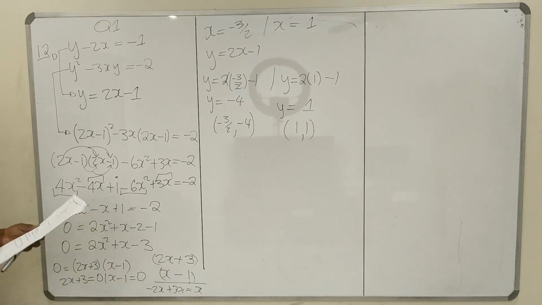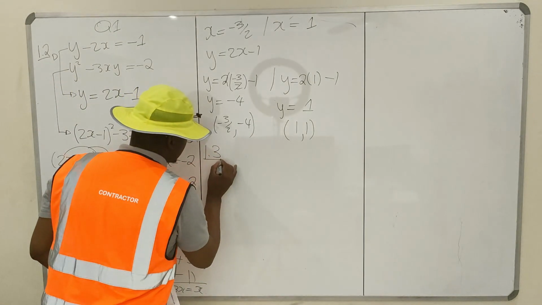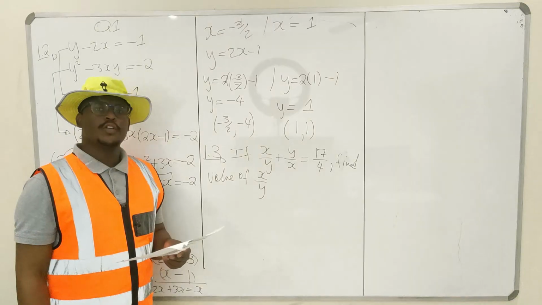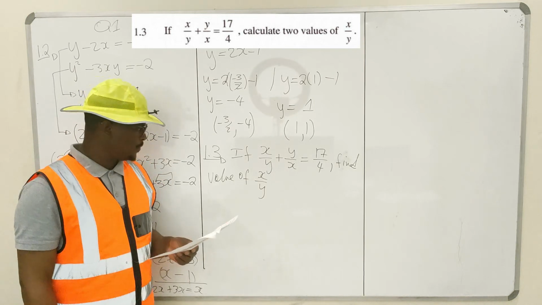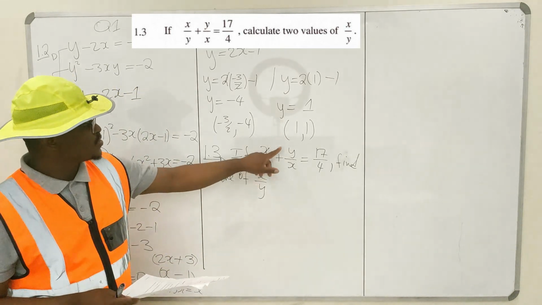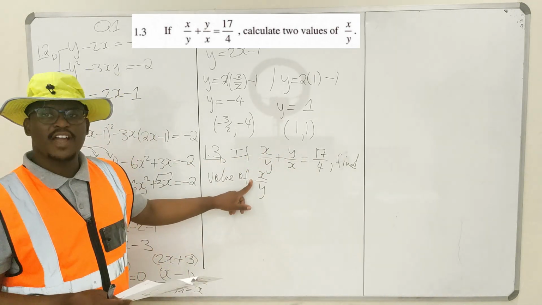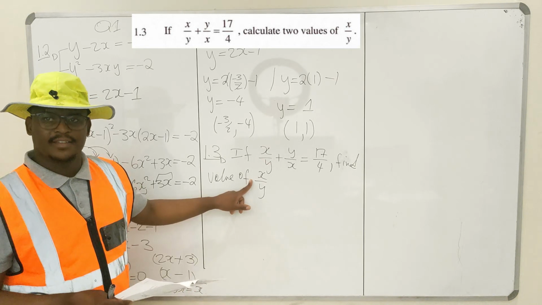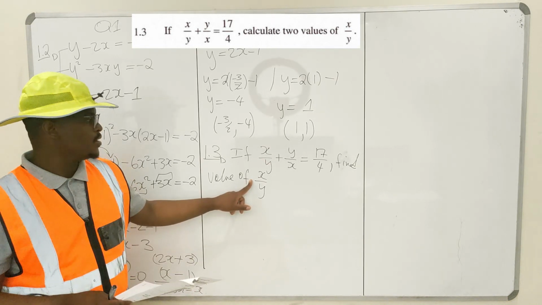let's move to 1.3. What are you given for 1.3? I'm going to write it down. So now this is 1.3. 1.3 reads as follows. If x over y plus y over x is equal to 17 over 4, find the ratio of x to y. So find the value of x divided by y.